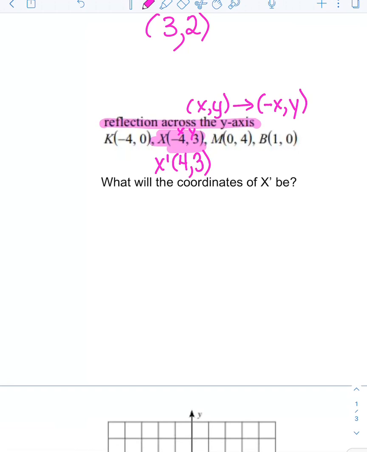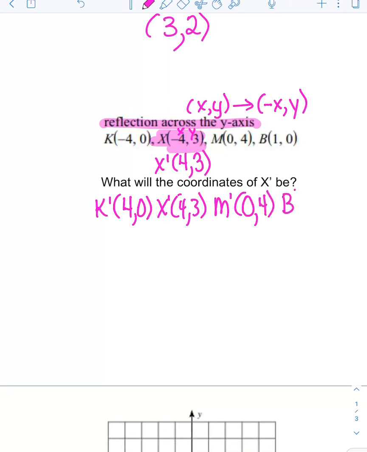Let's practice these real quick though. So to find k prime, change x, so it becomes 4, leave the y alone. We've already done x prime. M prime, change the sign of x, 0 is always 0, leave the y alone. B prime, change the sign of x, leave the y alone.